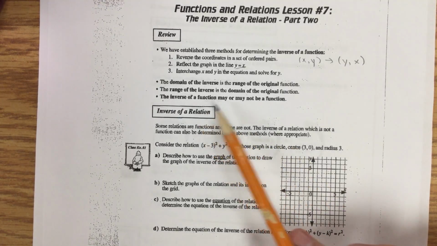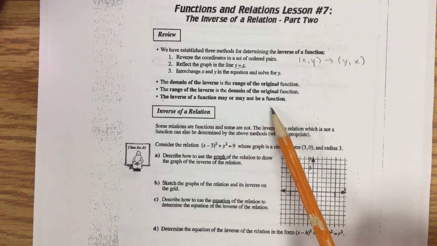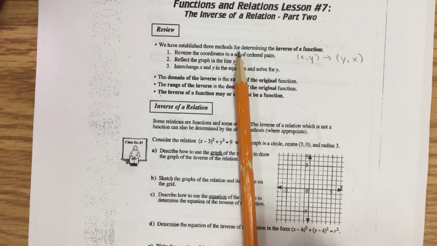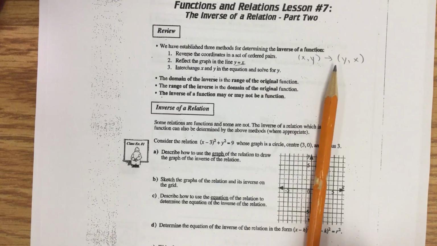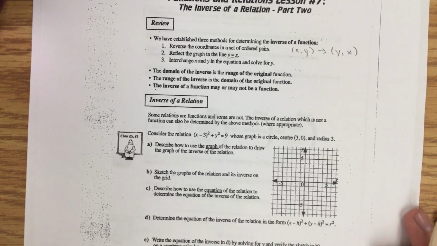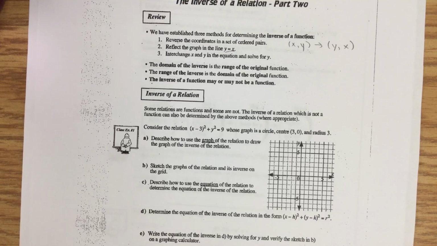Now, the inverse of a function may or may not be a function. The easiest way to test that is with the vertical line test, where you drag any vertical line, including a pencil, across the page and check that it only crosses through your function once. If it crosses twice, it's just a relation and not special like a function.